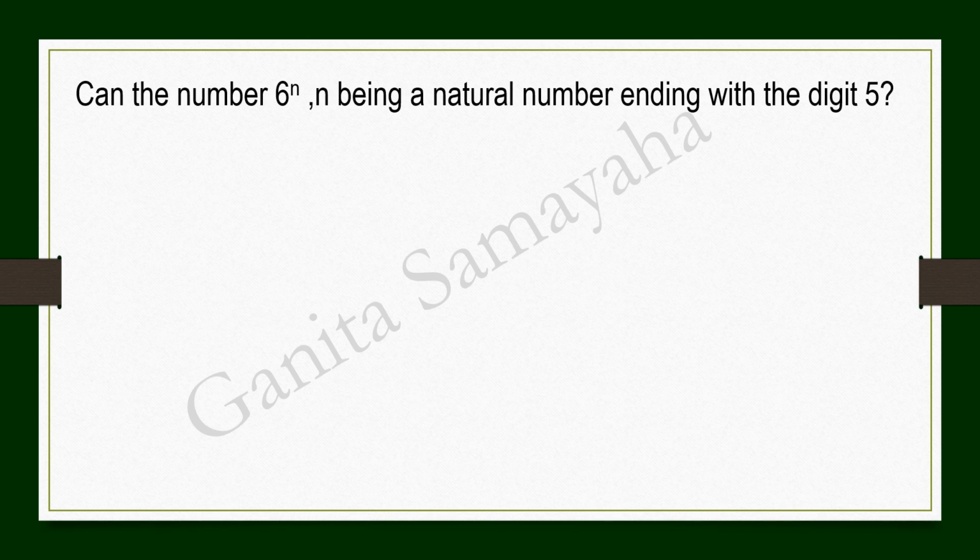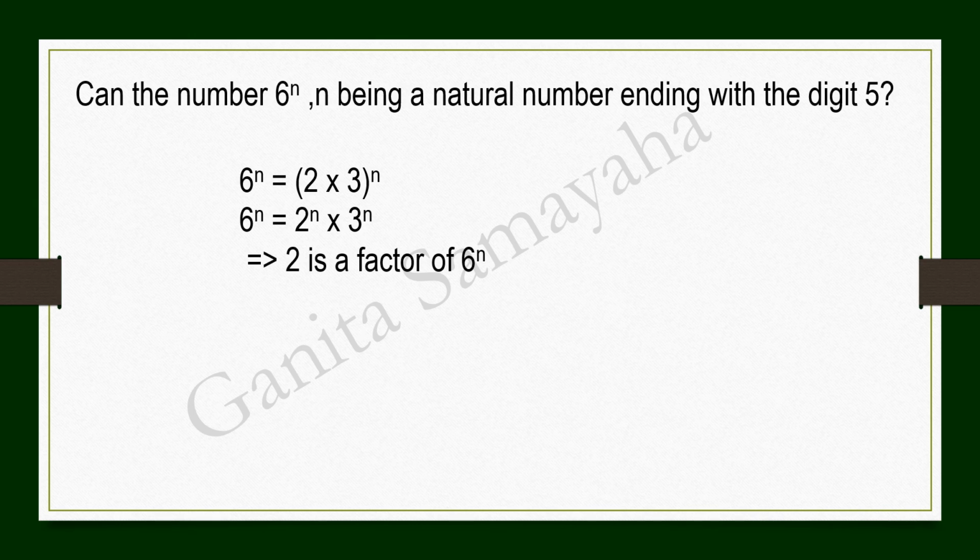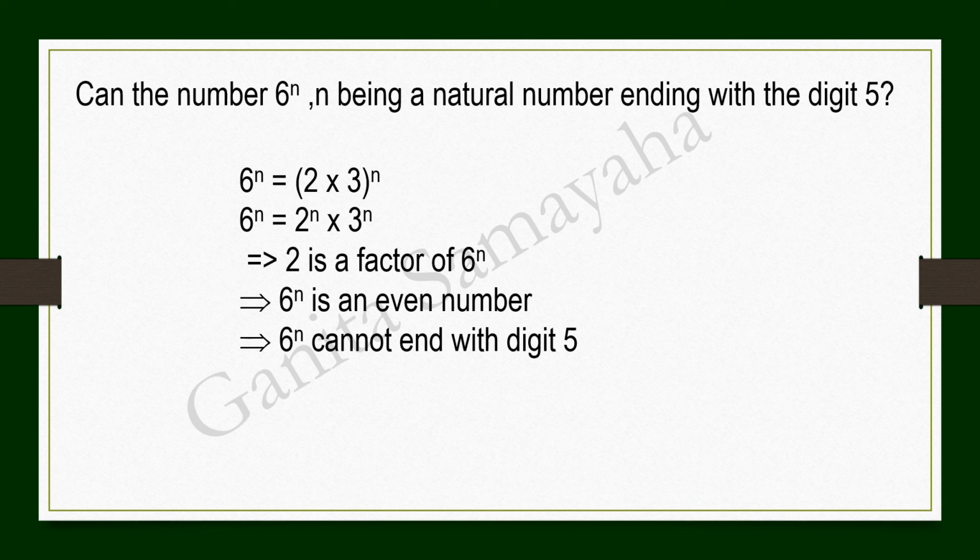Now let us see whether 6 to the power n can end with the digit 5. Okay, 6 to the power n, we know to factorize it and we can write it as 2 to the power n into 3 to the power n. So since 2 is a factor, this is not odd. For the number to end with 5, it must be odd. That is the first condition. Okay, it is not odd. So there itself it gets ruled out. 2 is a factor of 6, that means it is even. So it cannot end with the digit 5.